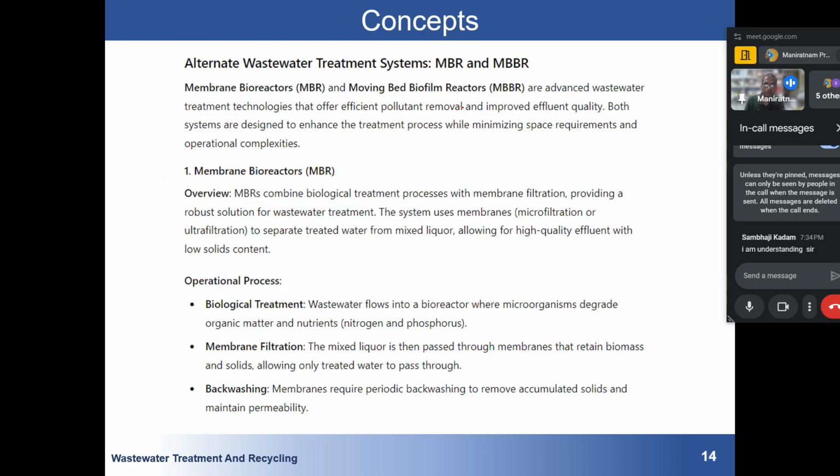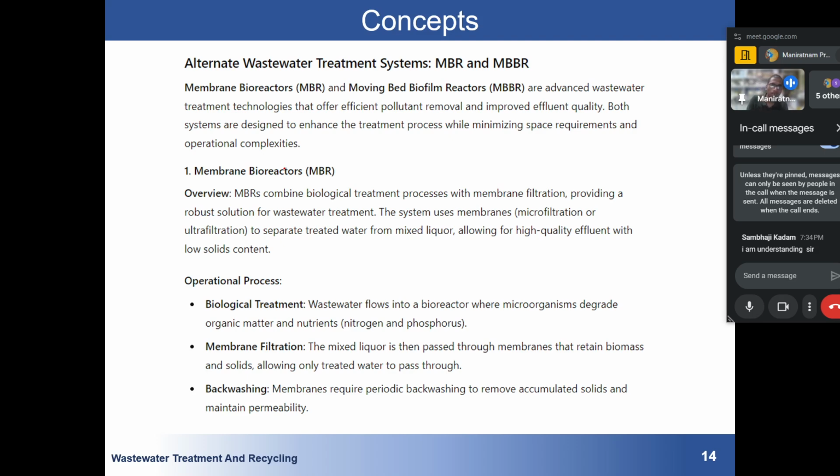So coming to the last two options, that is membrane bioreactor and moving biofilm. Here we are using a membrane bioreactor. The name itself suggests that we have a membrane that contains some kind of bioreactor. These are advanced wastewater treatment technologies that offer efficient pollutant removal and improved effluent quality. Both systems are designed to enhance the treatment process while minimizing space requirement and operational complexity.